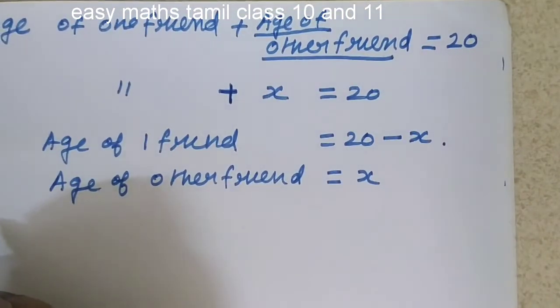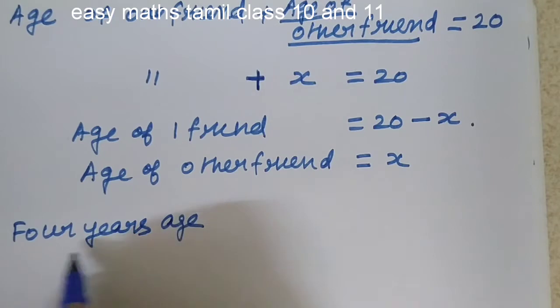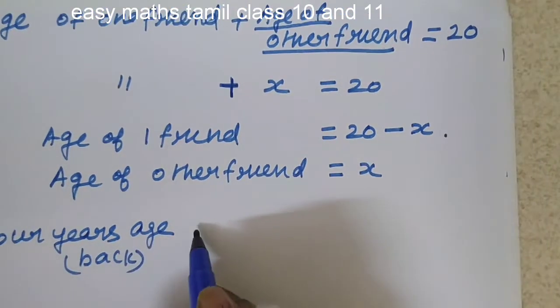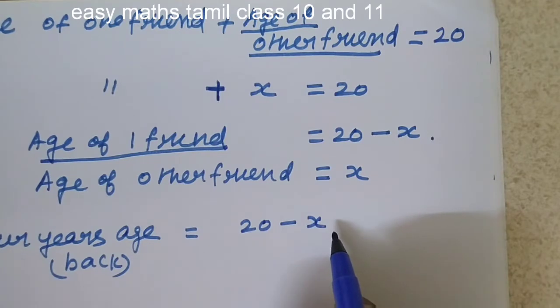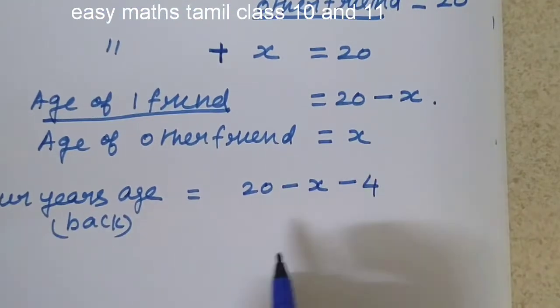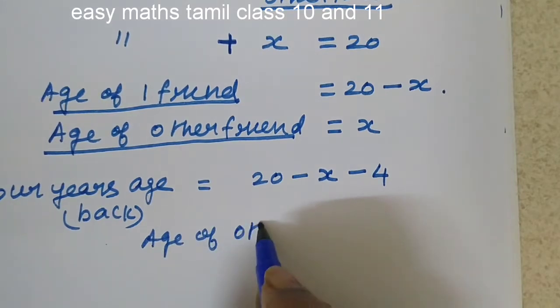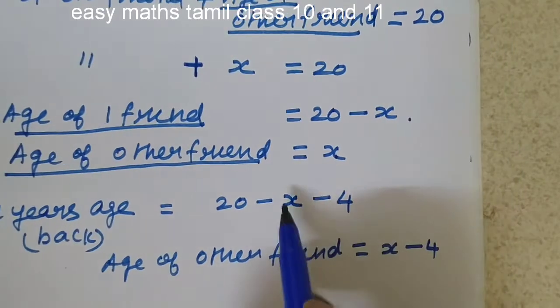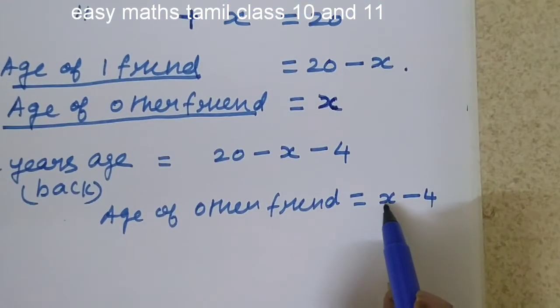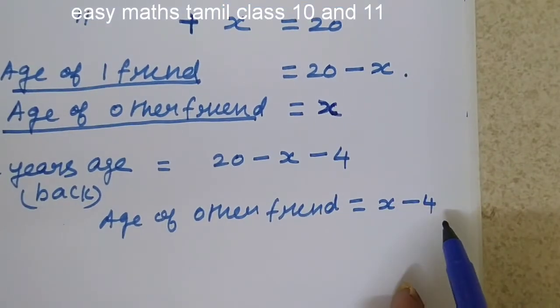Age of other friend be x and the age of one friend be 20 minus x. Now 4 years ago, that means 4 years back age of one friend is 20 minus x minus 4. Age of other friend: the present age is x. So 4 years back x minus 4. If present age is 10, means 4 years back 10 minus 4 is 6 years.